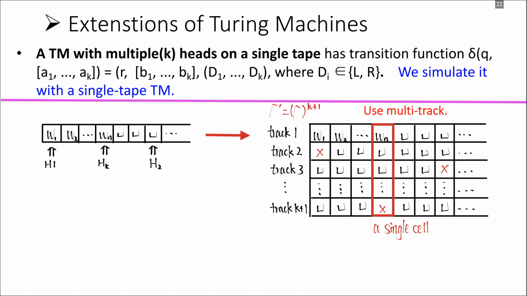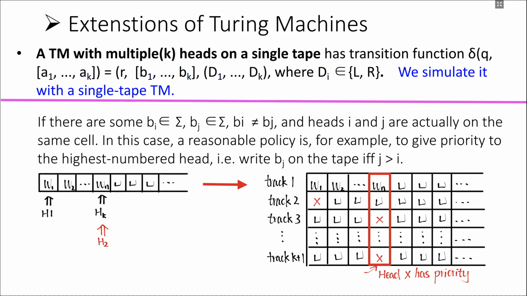ak is marked by an X in the last track, and it will be replaced with bk. After that, the X is moved to direction dk. One thing that needs to be taken care of is that if multiple heads point to the same cell, what should the machine do? In this case, a reasonable policy is, for example, to give priority to the highest numbered head. In other words, write bj on the tape if and only if j is greater than i.